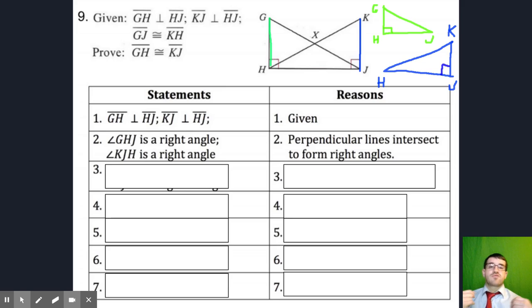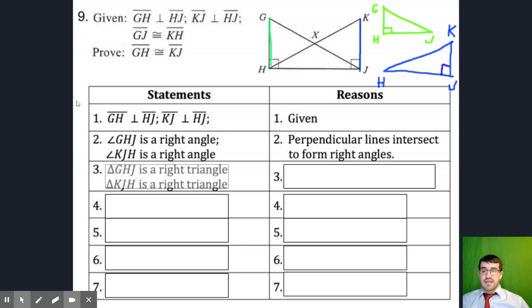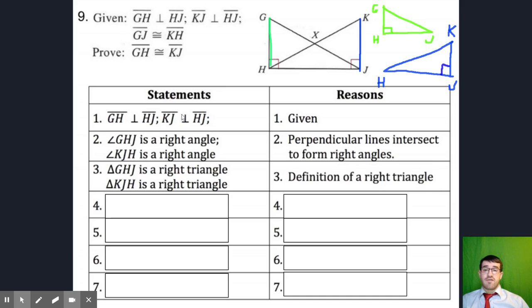And in order to start with HL, we're going to go with right angles and then state immediately after that GHJ and KJH are right triangles. That is by the definition of right triangles. Now, we know that for HL, we need the triangles to be right triangles. We need one corresponding leg to be congruent on each triangle. And we know we need the hypotenuses to be congruent on each triangle.